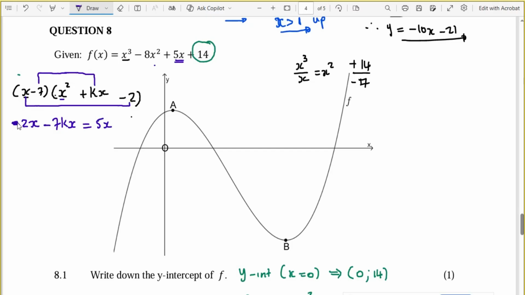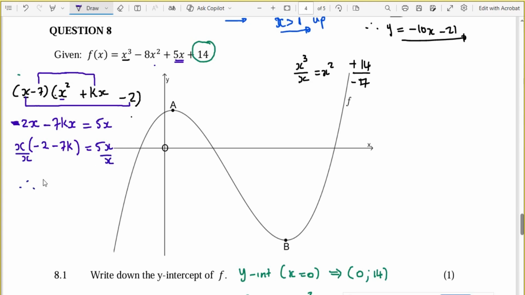Okay, this is minus 2x. We have a common factor of x. I'm going to take that out. Then I'm left with minus 2. Then this will be minus 2 minus 7k. And then this is 5x. Divide both sides by that x so that we get rid of that x.